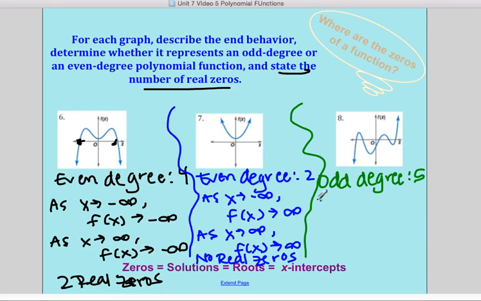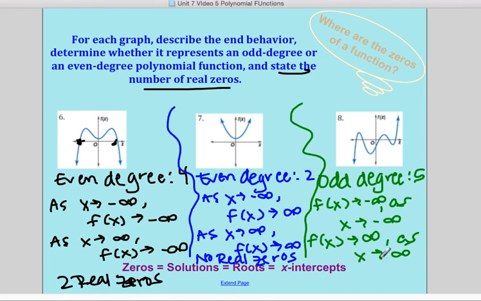I will say this. Sometimes they'll write it reverse. F of x approaches what as x approaches negative infinity, just so you see it both ways. So as x goes to negative infinity, as I go to the left, what happens to my y values? I'm going down, so to negative infinity. They just put in the opposite order. F of x approaches what as x approaches infinity? So now in this case, I'm going to the right, my y values are going up, so to infinity. There's my end behavior. And the last thing is, how many zeros do I have? I have 1, 2, 3, 4, and 5. So 5 real zeros for this one.